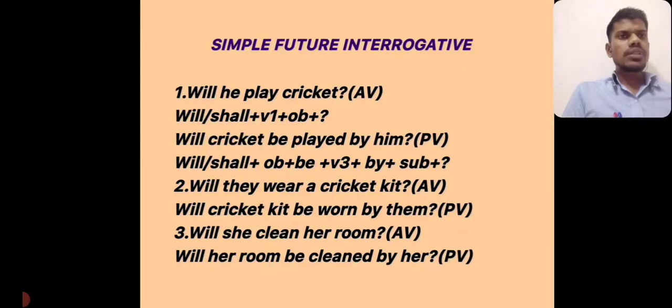Then how to convert this active to passive form? First we have to use the question word, that is will, followed by the object cricket, then be, then the third form, that is past participle, followed by the preposition, that is by, then the objective pronoun, that is him. The third sentence and second sentence will also be the same. We have to follow what we have followed in the first sentence, and apply it in the second and third sentences too.